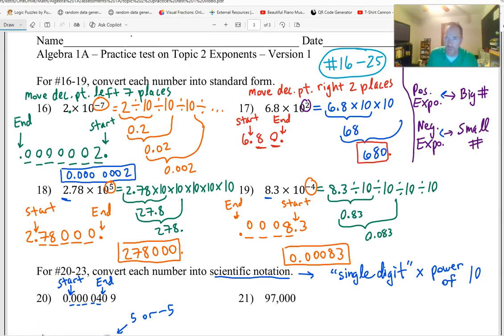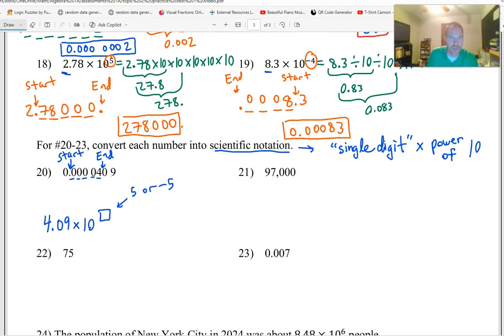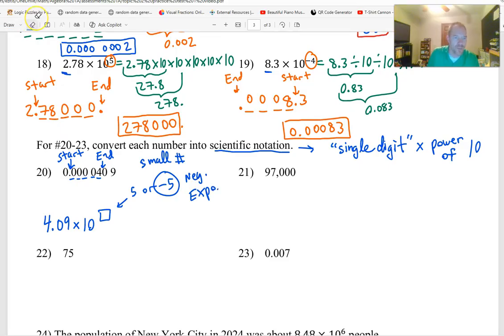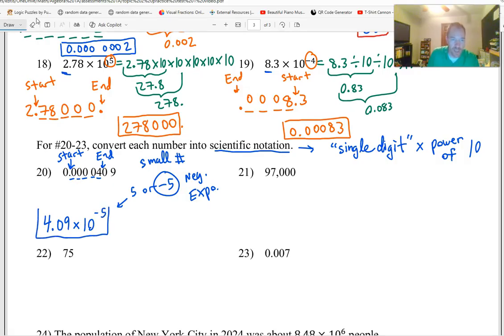0.0000409, that seems like a small number. It's less than 1, which means I'm going to have a negative exponent. So we said we're moving the decimal point 5 digits, but because this is a small number that I'm starting with, I'm going to go with the negative exponent. So to put that all together then, 0.0000409 in scientific notation is 4.09 times 10 to the negative fifth.